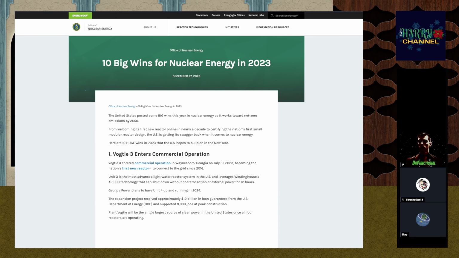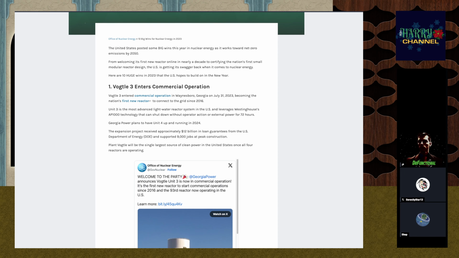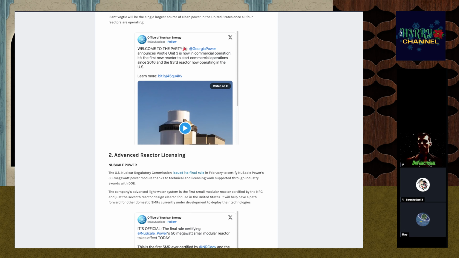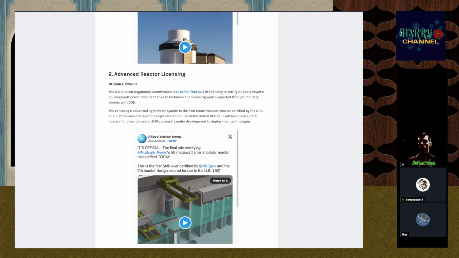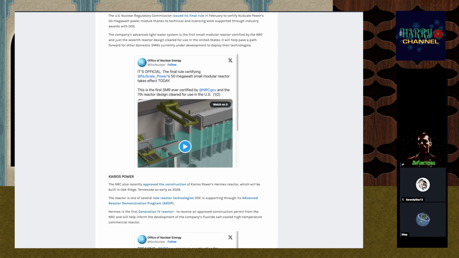10 big wins for nuclear energy in 2023. Now, in order to get it to 10, I sort of feel like energy.gov, the DOE, may have padded their resume just a little bit here. But there are some good things, mostly in the form of new reactor technology and licensing of new types of reactors that we just haven't had before. There's so much possibility for nuclear that just wasn't there at the beginning of the year because of a lot of the licensing that's gone through.